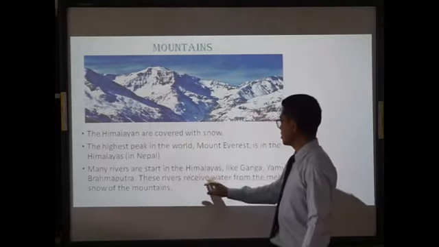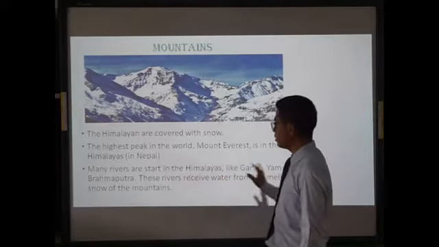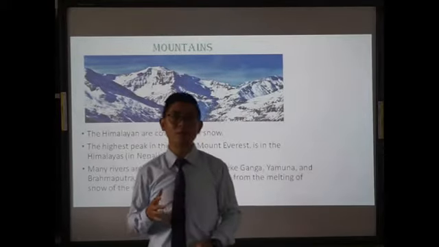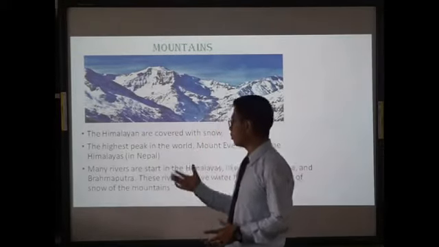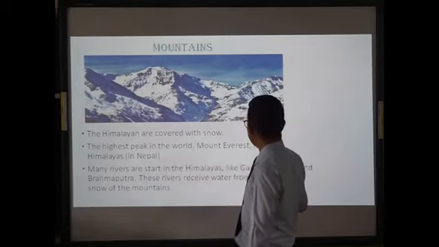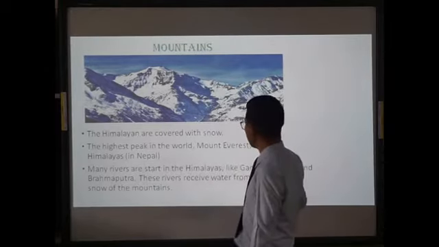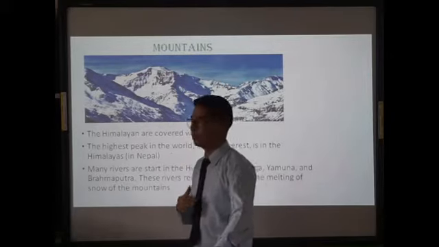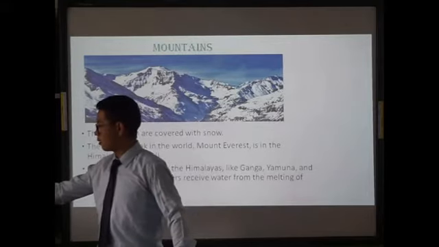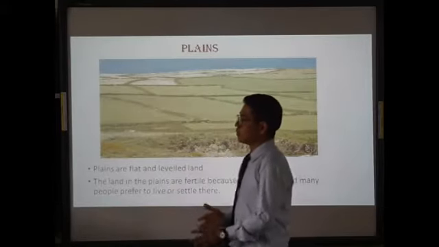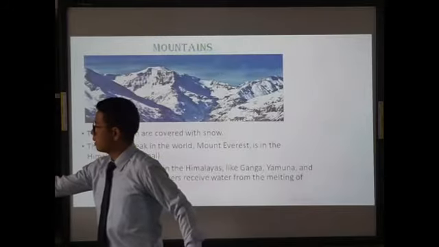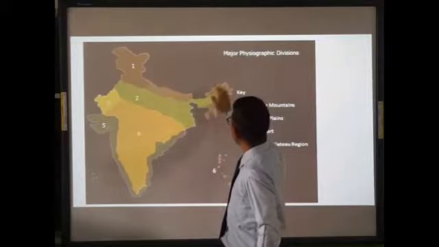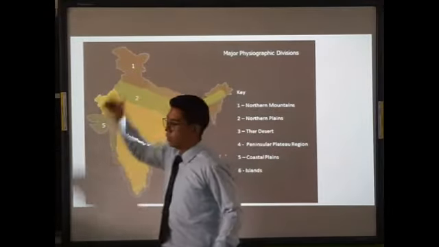These rivers receive water from the melting of snow of the mountains. When the snow melts in the mountains, it converts to water, and that water forms different rivers: Ganga, Yamuna, and Brahmaputra. So mountains are very important for us because they give us water. In the first picture we have learned about the mountains. Mountain regions are always at the top, in the north.